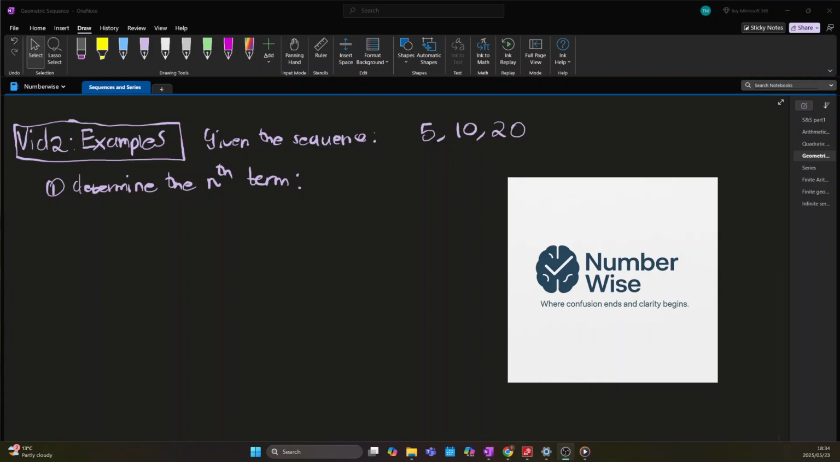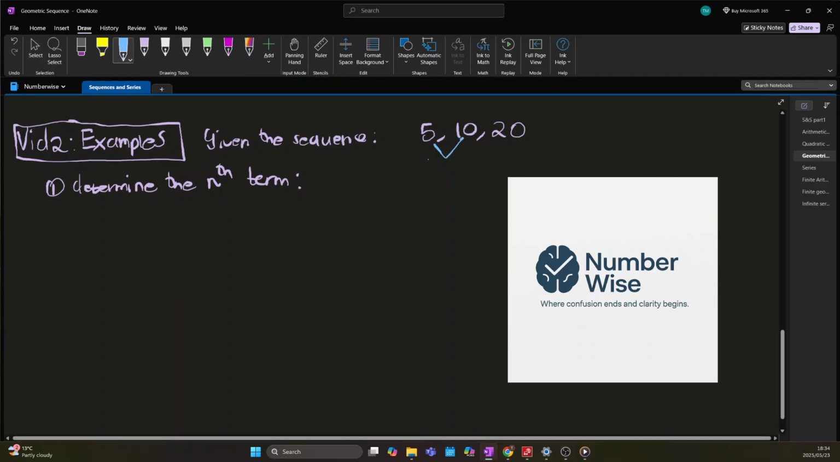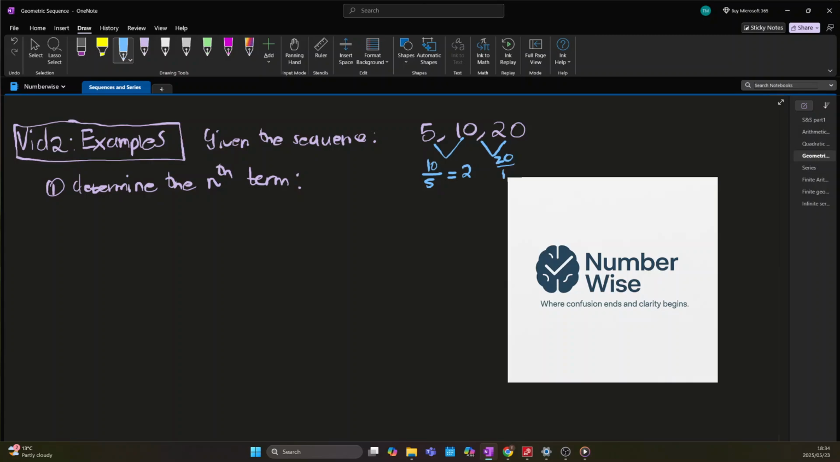In this video we'll be looking at an example. If you're given a sequence like this, the order that you should follow is you first check the ratios and then the differences. By checking the ratio, we see that 10/5 is 2 and 20/10 is also 2. Therefore we have a constant ratio.